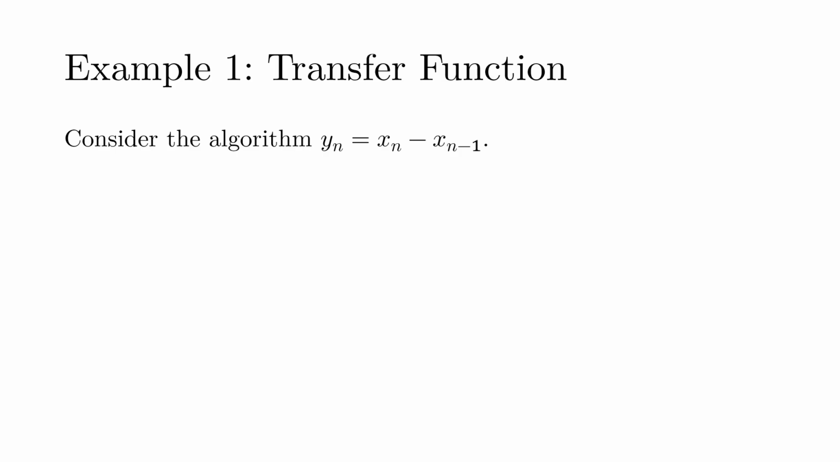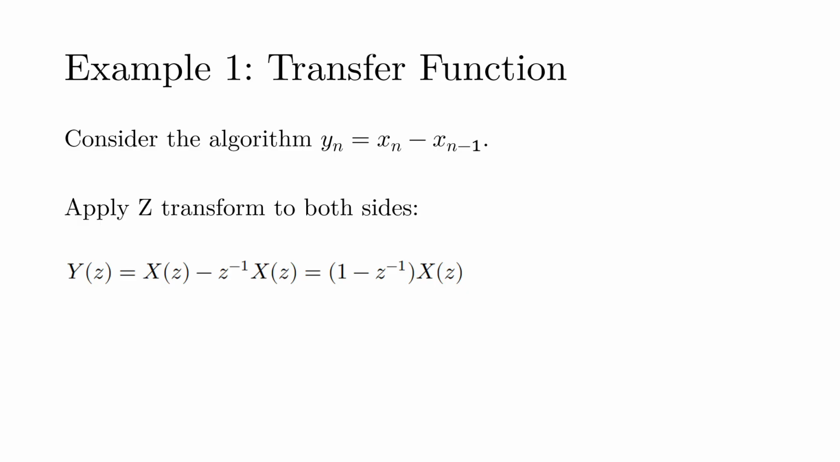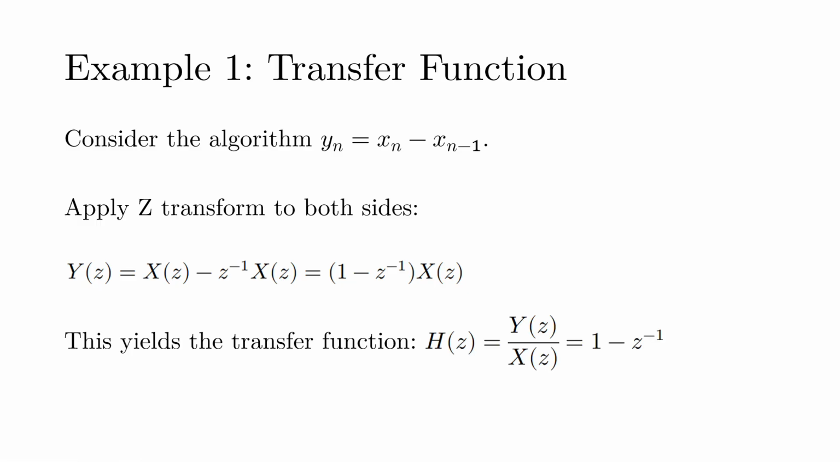To get the transfer function, let's apply the Z transform on both sides. The Z transform of y[n] is, as always, Y(z). The Z transform of x[n] is X(z), and of x[n-1] is, using the shifting property, z^-1 times X(z). Factoring X out and then rearranging yields the transfer function 1 - z^-1.